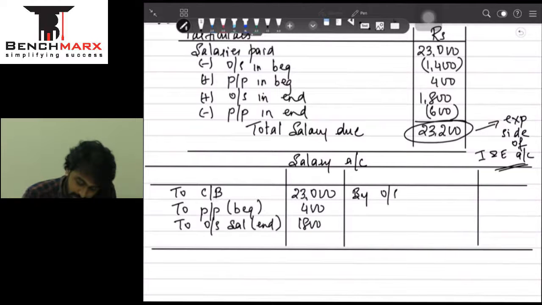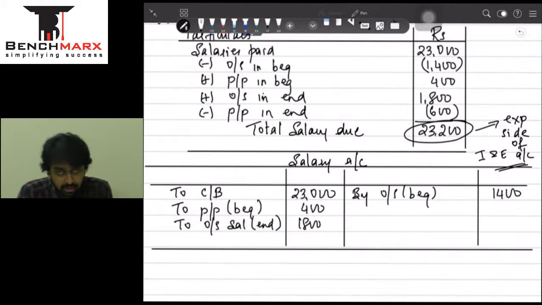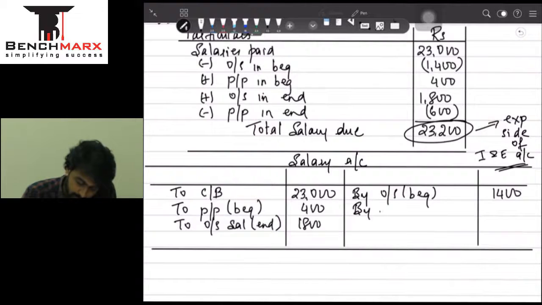By outstanding in the beginning. This is 1400. Ye apna liability hai. Isko close karna padega by debiting it. So outstanding salary account debit to salary. It's basically a transfer from outstanding account to the expense account. And then by prepaid in the end. Isko adjust karna because ye salary ke andar baitha hua hai. Isko nikalna padega, 600. And balancing figure is ultimately going to be transferred to income and expenditure account.